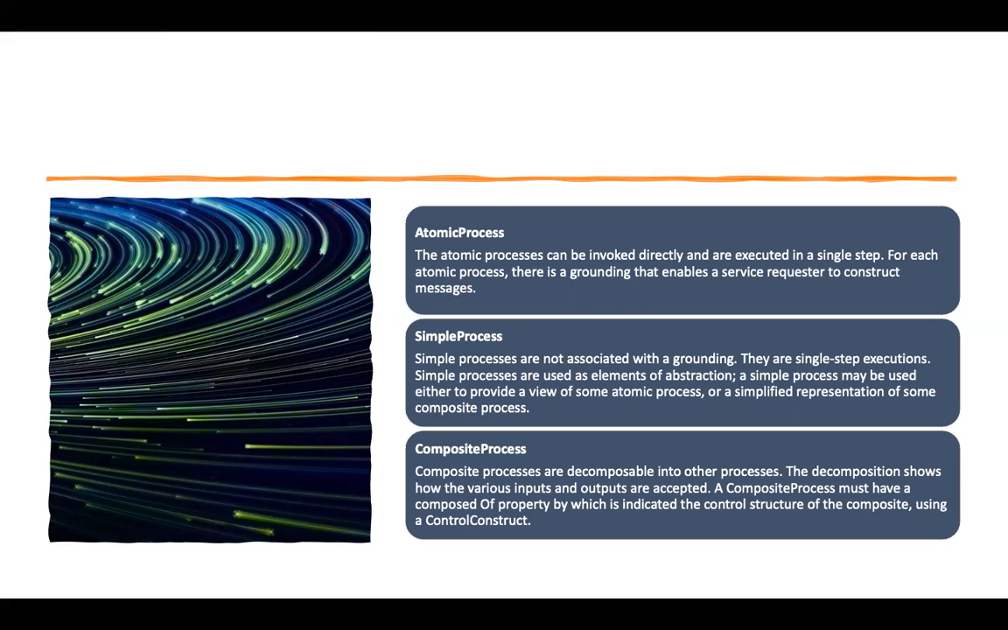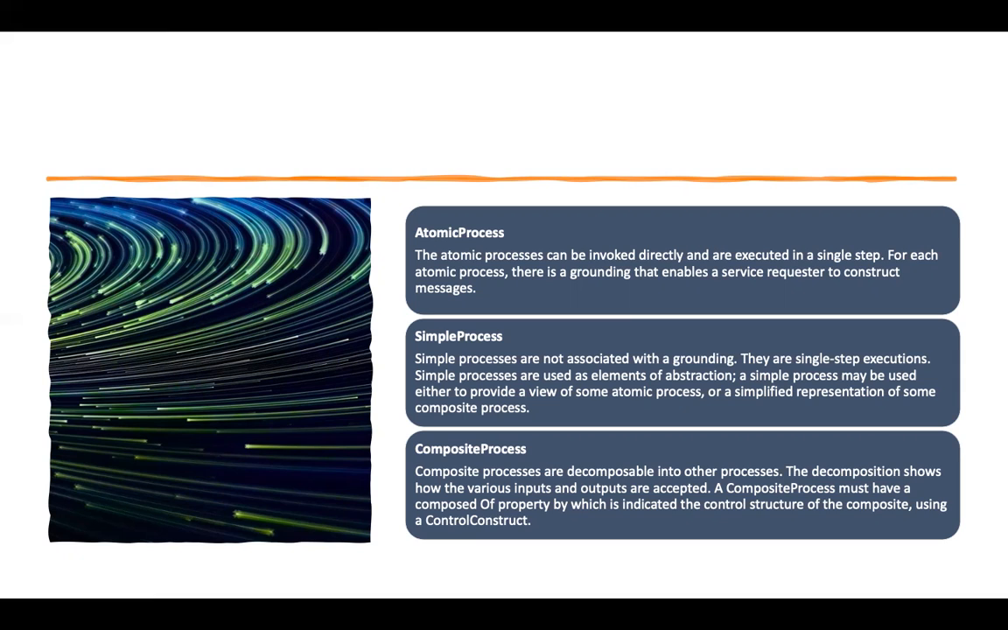The atomic processes can be invoked directly and are executed in a single step. For each atomic process, there is a grounding that enables a service requester to construct messages. Simple processes are not associated with a grounding. They are single-step executions. Simple processes are used as elements of abstraction. A simple process may be used either to provide a view of some atomic process or a simplified representation of some composite process.